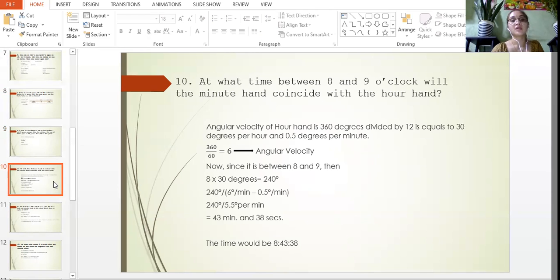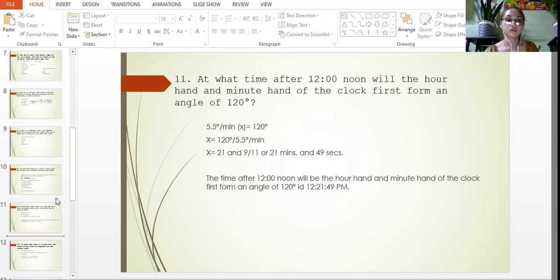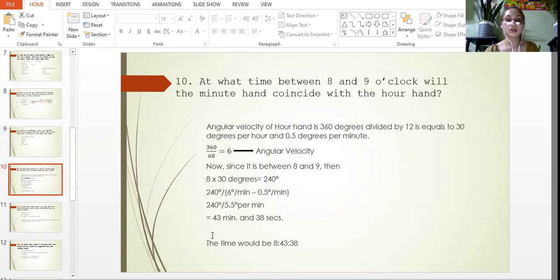Number 10. At what time between 8 and 9 o'clock will the minute hand coincide with the hour hand? Angular velocity, sorry. So the angular velocity of the hour hand is 360 degrees divided by 12. So it is equal to 30 degrees per hour, or 0.5 degrees per minute. Then the angular velocity of the minute hand is 360 degrees divided by 60. So it is equal to 6 degrees per minute.